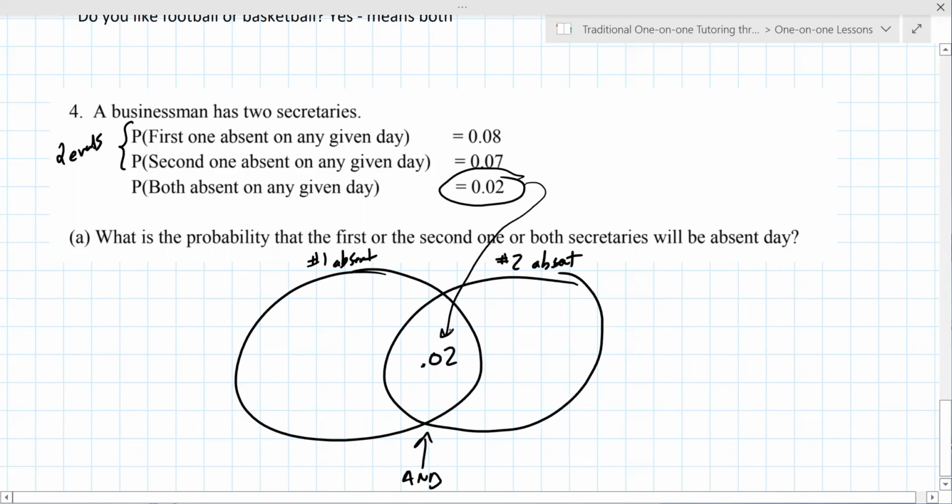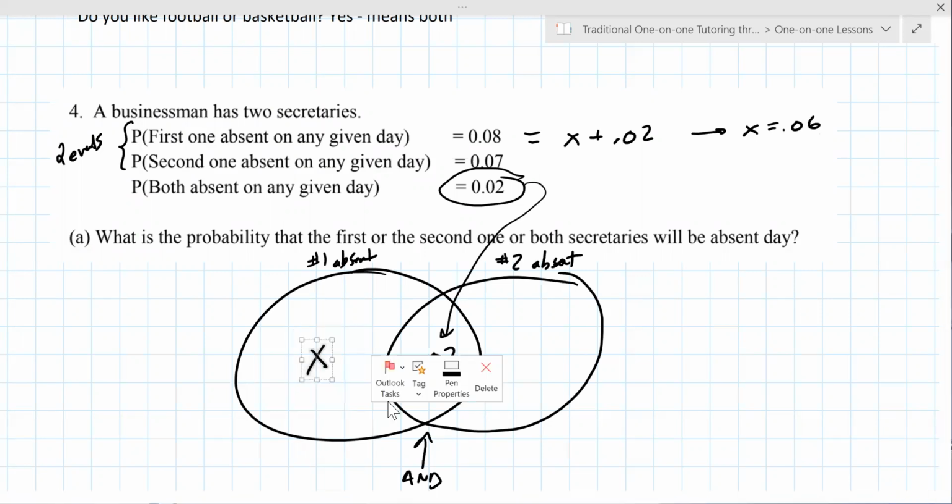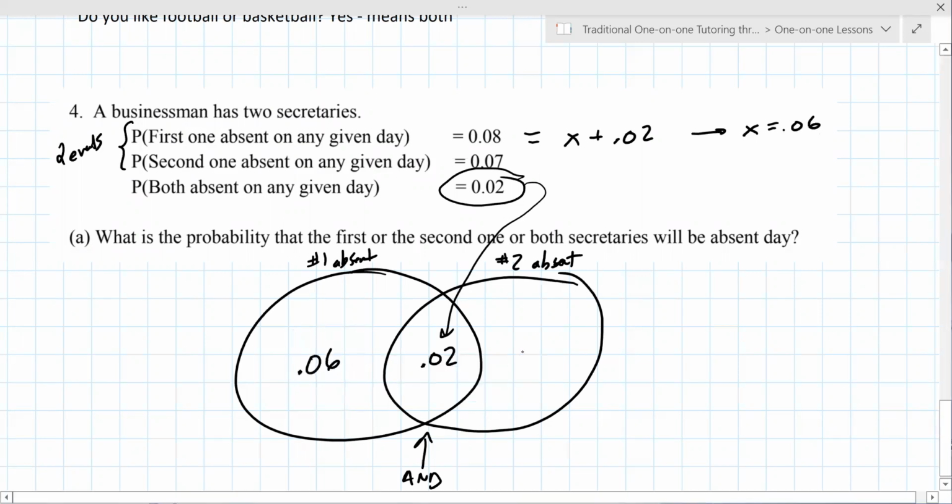Now, the first one is absent. I'm going to write the value of X right there. X plus 0.02 has to equal 0.08. See that? The whole circle has to be 0.08. So that means X is 0.06. So we replace it with 0.06. Now we're going to put a Y here for this other one. Y plus 0.02, because that's the middle one, has to equal 0.07. So that means Y is 0.05.